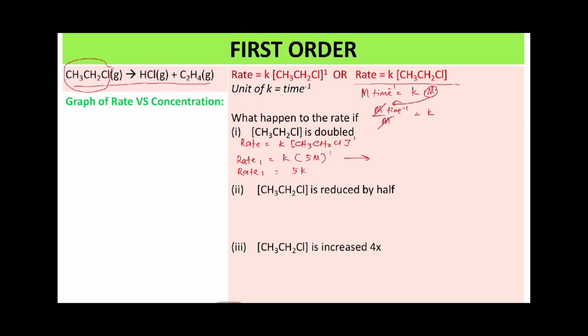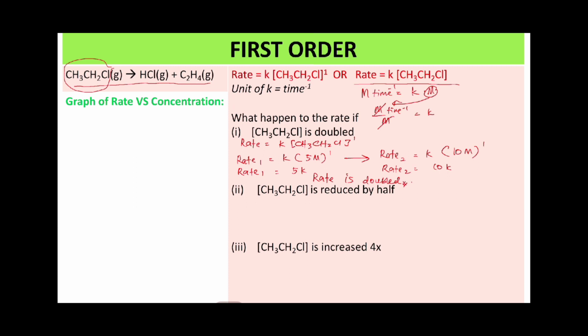Now, what happens if the concentration is doubled? Rate 2 is equal to k, and the concentration now becomes 10 molar because it is doubled. So what happens to rate 2? It becomes 10k. So what is your conclusion? When the concentration is doubled, the rate is also doubled. So the answer is the rate is doubled.